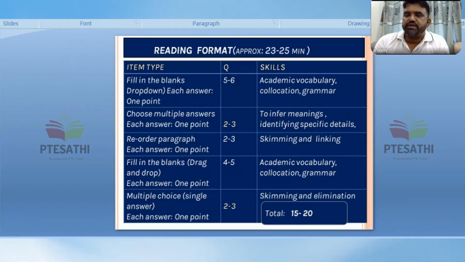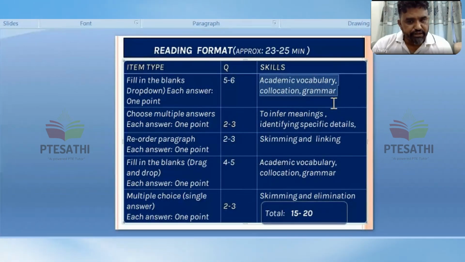We need to come up with some strategy, and our strategy can be, if fill in the blanks are tough questions for you, then you can fall back upon the question item called summarize written text. And there is one question in the listening test that contributes to the reading section. But I'm not saying that we should be totally ignoring fill in the blanks questions. We need to focus on them. But for that, we need to improve skills like academic vocabulary, collocation, and grammatical knowledge.